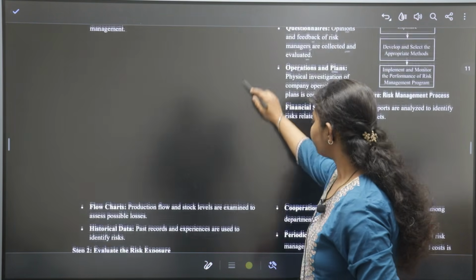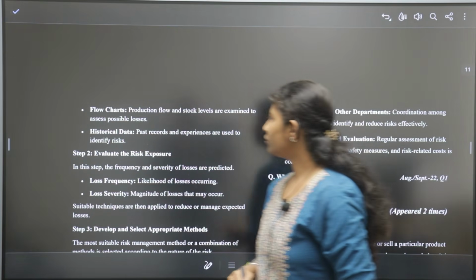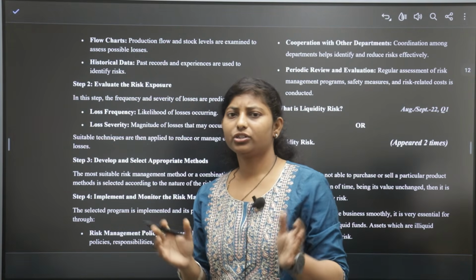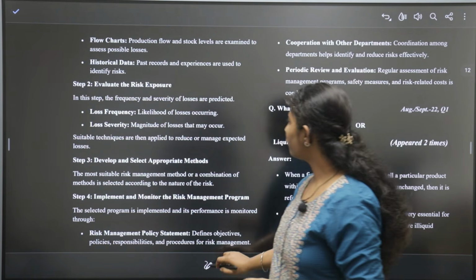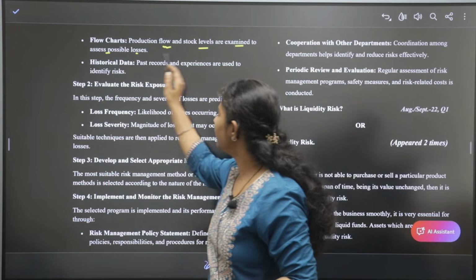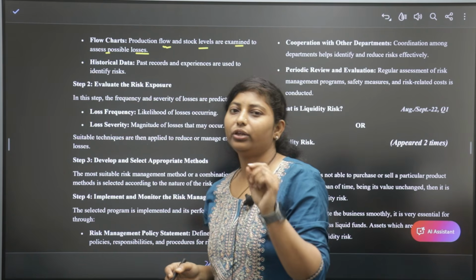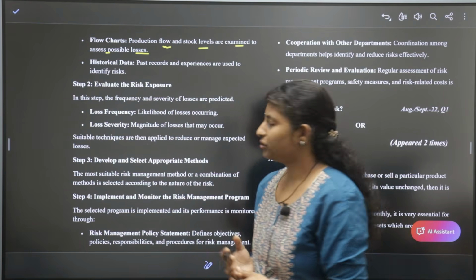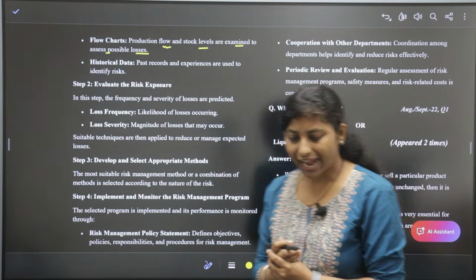And next, in identifying risk, we go for flow charts. We look at the production flow, how it happens. The flow of your stock levels is examined to assess possible losses. Production flow tells us about our production and stock levels, which helps us know possible losses in the future. Next we have historical data. Here we are looking at the historical data.